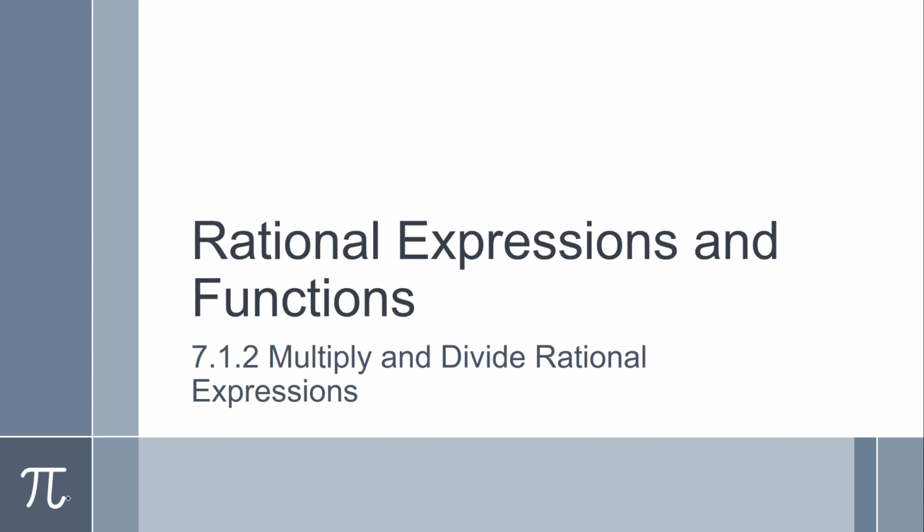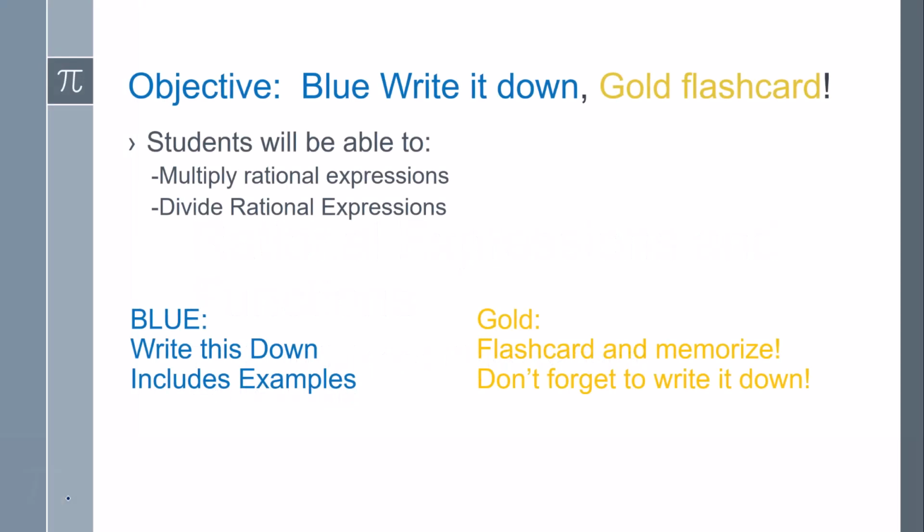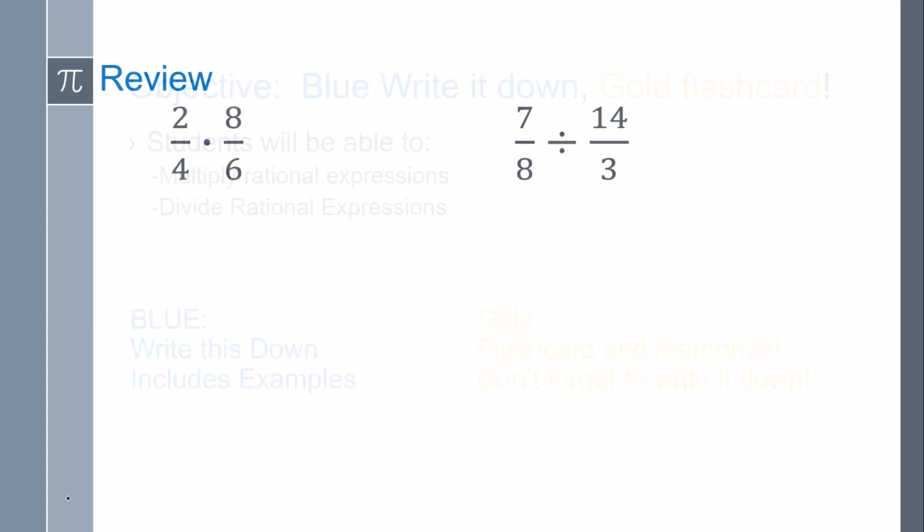This is section 7.12. We're going to divide and multiply rational expressions. So we're going to take these expressions and multiply them and divide them.